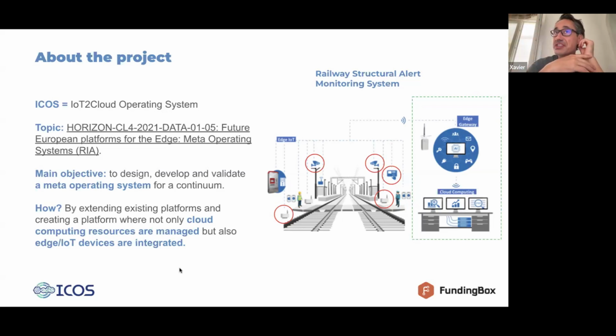Here in the picture, you see just an example of how we put together all different systems. That is one of the use cases that we have in the consortium, right? That is about monitoring railway infrastructure. We'll see a little bit more on that. So Mika, please, if you can go ahead one next slide.